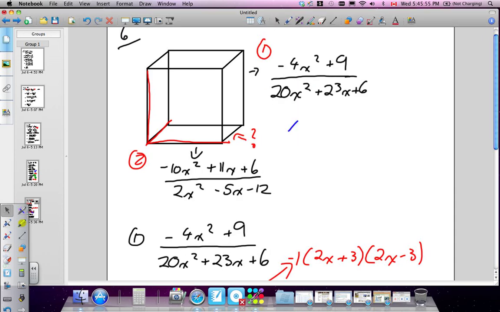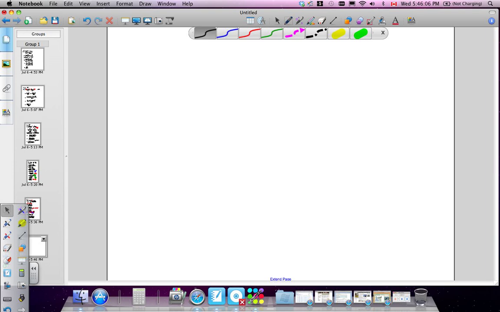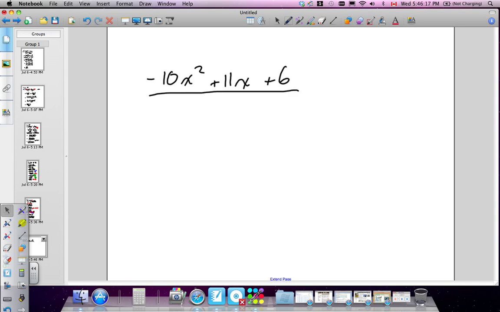We're going to factor the second equation. I'll do that on another page just so we have room. The other equation says negative 10x squared plus 11x plus 6, divided by 2x squared minus 5x minus 12, right? Same idea, we're going to factor these, the same way we've done the other one.